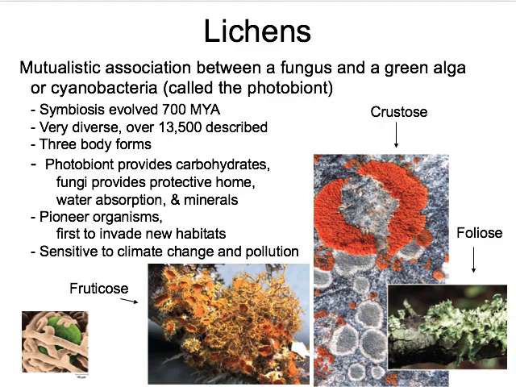Finally, the lichens, which are mutualistic associations between a fungus and either a green algae or a cyanobacterium. The symbiosis evolved around 700 million years ago, and lichens are very diverse on our planet. There's over 3,500 relationships that have been described. The photobiont is the photosynthetic member in this relationship, and it provides carbohydrates. But the fungus provides the home as well as stores water. It allows these organisms to live in very extreme environments.